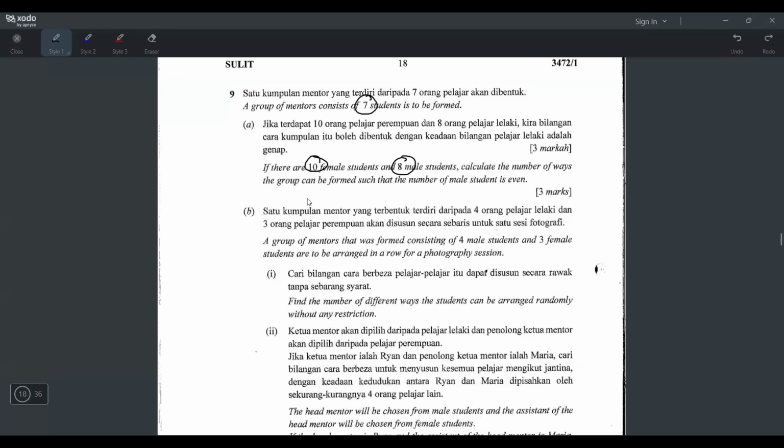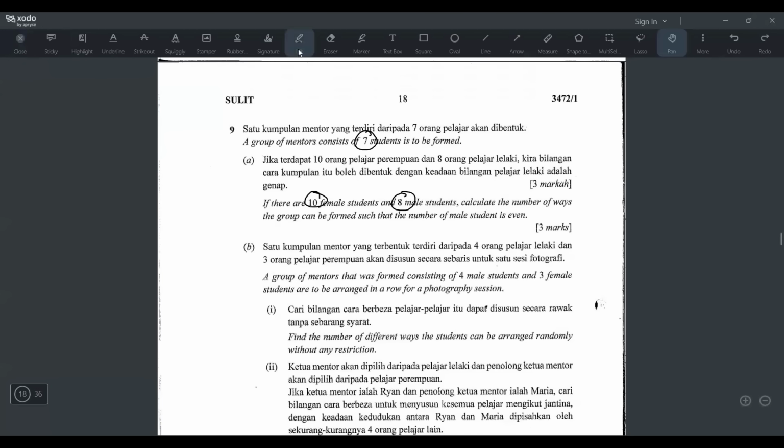We are only choosing to form the group, so the arrangement is not important here. We have to use combination, we have to use C, because we are only choosing a group of mentors. Between P and C, we use C, because you're only choosing to put into the group. The order is not important.